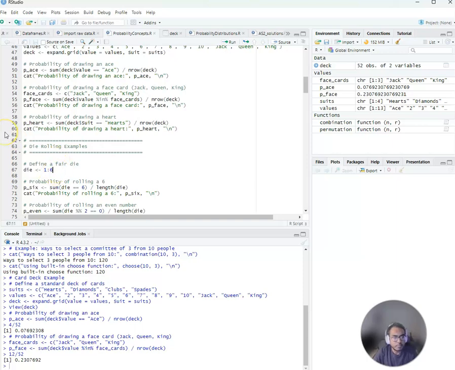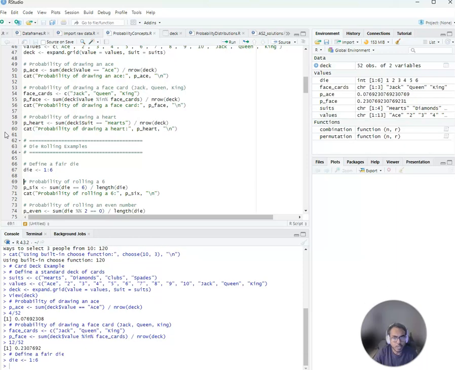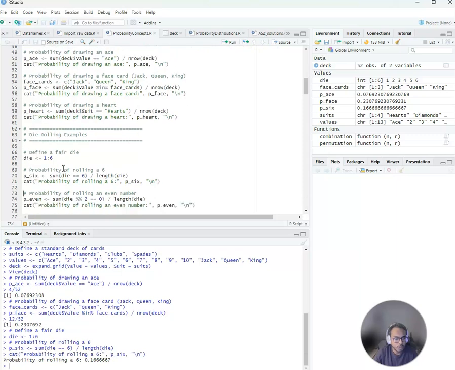For the die rolling example, first we create a vector called die, which takes the values 1, 2, 3, 4, 5, and 6. And then the probability of rolling a 6 is all possible cases where the die rolls exactly 6 divided by the length of the die. The length of the die is 6. Scenarios where die is exactly equal to 6, captured by the double equality sign, is 1. So the probability of rolling a 6 is 0.16666, which is 1 upon 6.